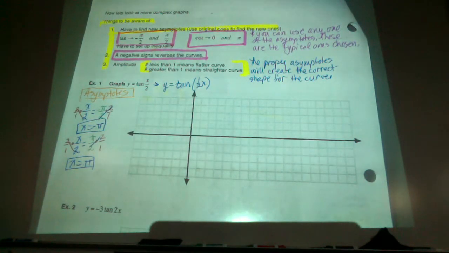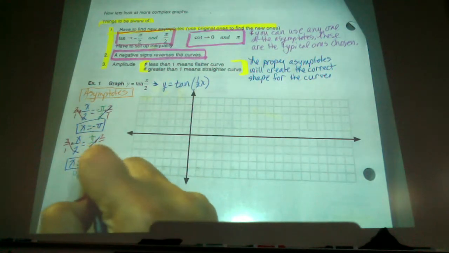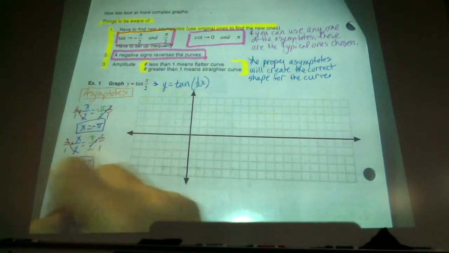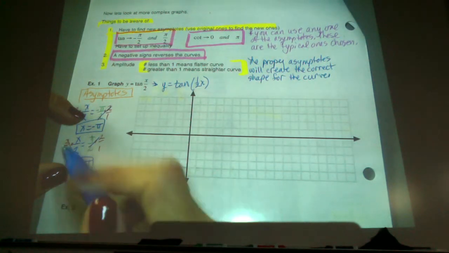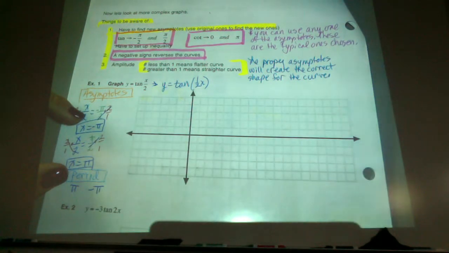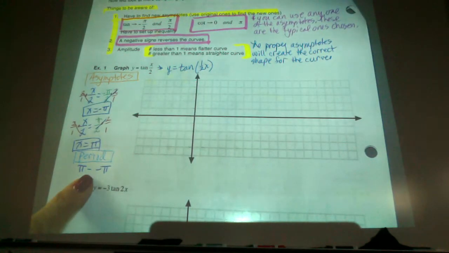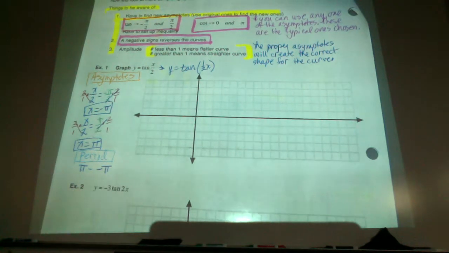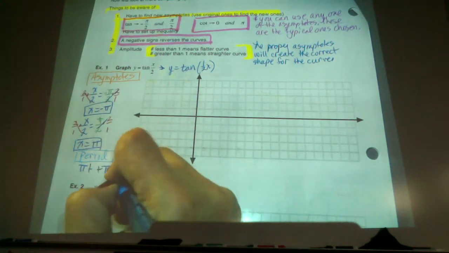So let's look at our period. To find your period, you need to take the two asymptotes and just subtract them. That'll give you the distance. I like to take the bigger and subtract the smaller. So the bigger is positive, the smaller is negative. So I'm going to take pi and subtract negative pi. I add the opposite, and don't I get 2 pi?